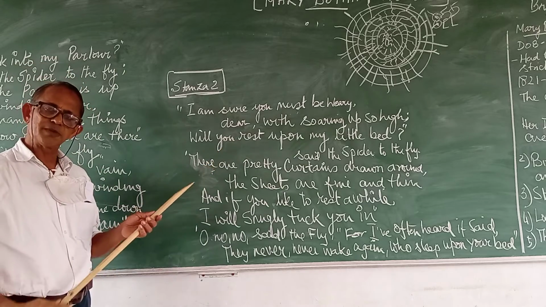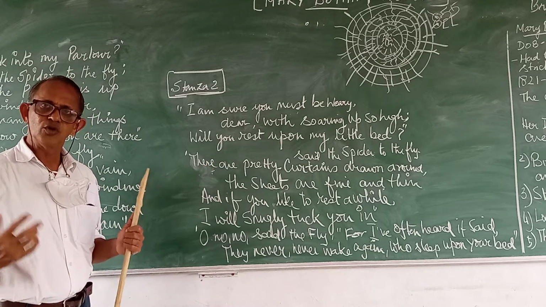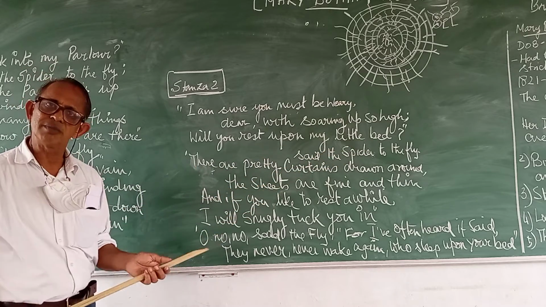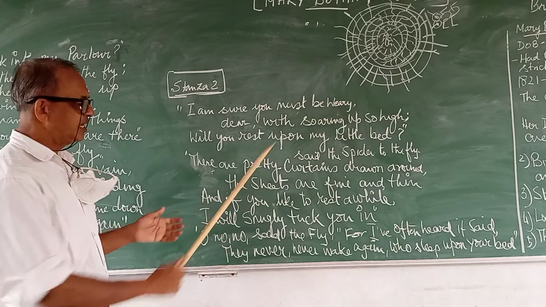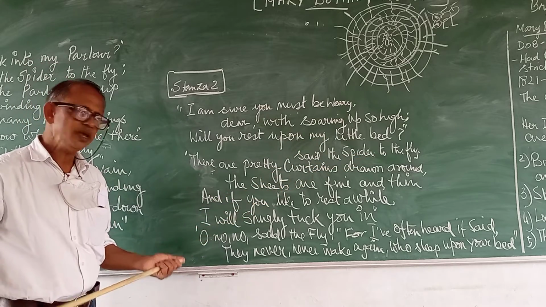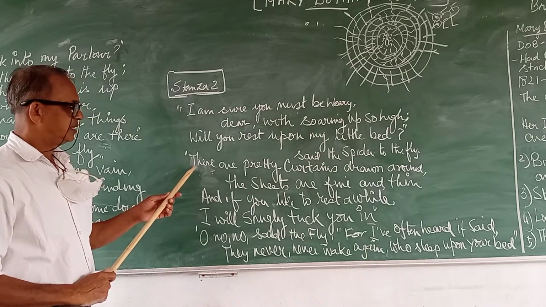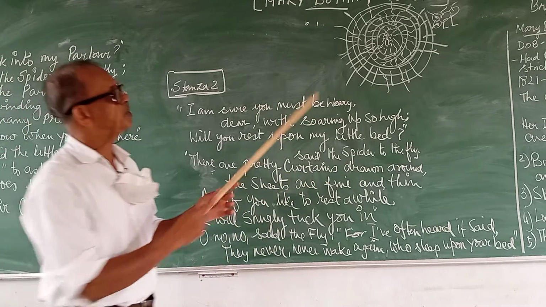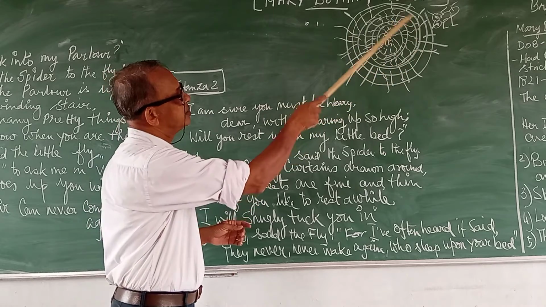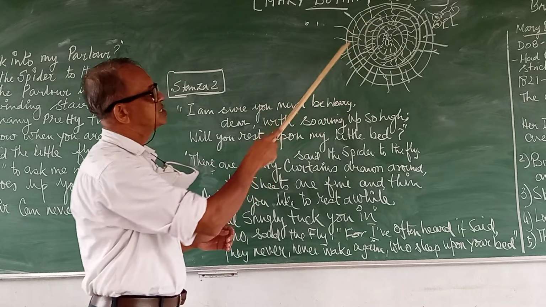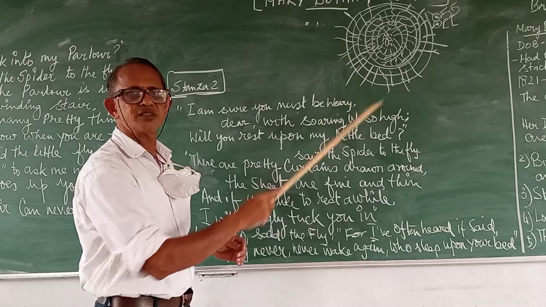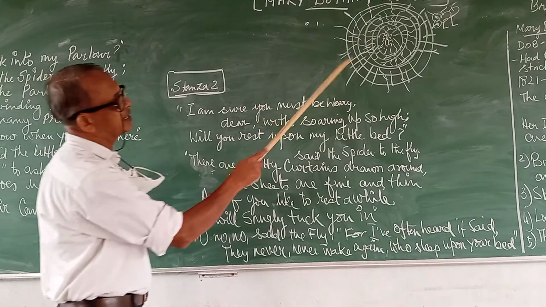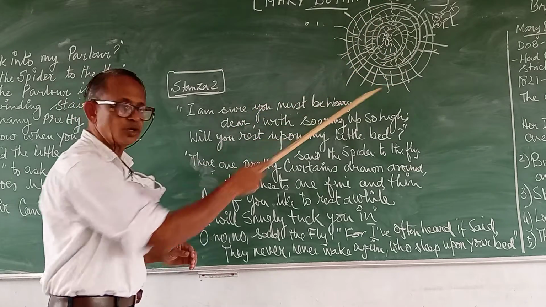Now the spider says to the fly, oh fly, oh dear, you must be very, very tired. So why don't you come and rest in my little bed? Said the spider to the fly. Now, there are pretty curtains drawn around. Curtains means the web spun by the spider is here referred to as curtain. So, there are pretty curtains drawn around.